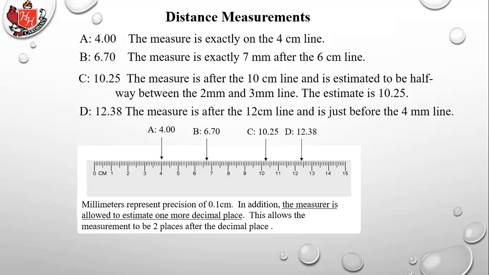And 12.38. So that measure is definitely past the 12. And you count 1, 2, 3 of those little lines, but you think, oh, it's almost to the fourth little line, but not quite. So you might estimate that as 12.38.